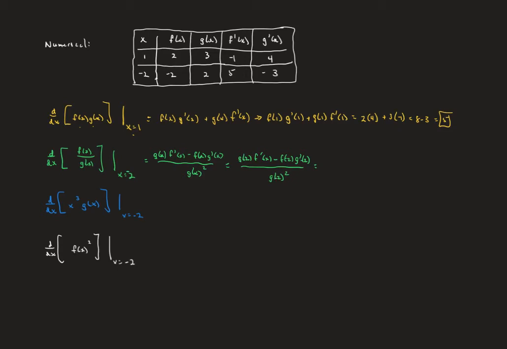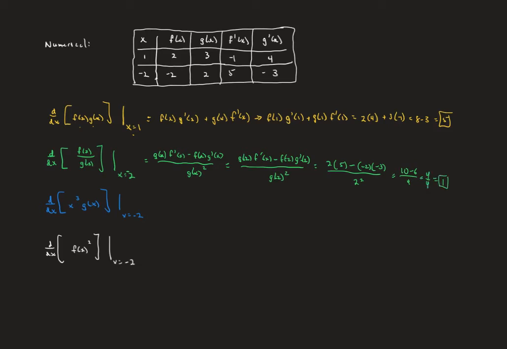Okay, so g of negative 2 is going to be 2, and f prime of negative 2 is 5, and then minus f of negative 2 is negative 2, and g prime of negative 2 is negative 3. And that's going to be all over g of negative 2 squared, so that's going to be 2 squared. So let's see, we have 10, and 3 negatives makes that a minus. 2 times 3 is 6, all over 4. Wow, what are the odds that it works out that nice?